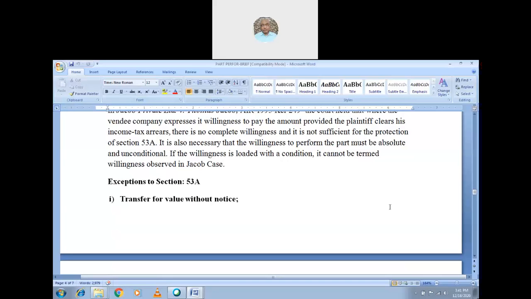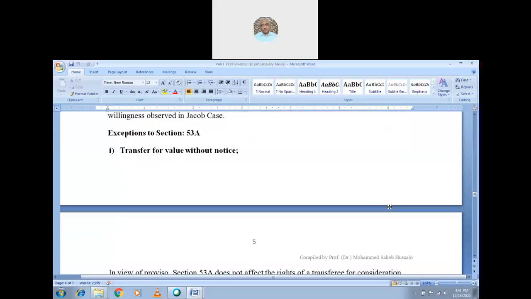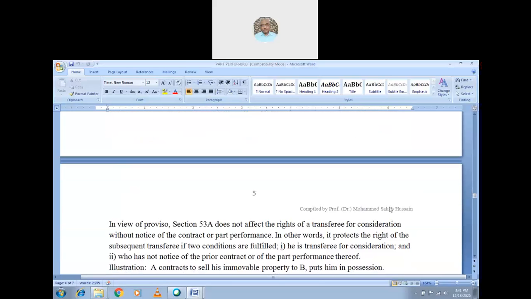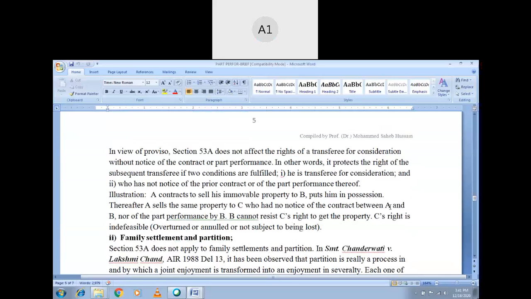So let us see the exception to Section 53A, transfer for value without notice. That is an exception. In the illustration, A contracts to sell immovable property to B, and puts him in possession. Thereafter A sells the same property to C, who had no notice of the contract between A and B, nor of the part performance by B.